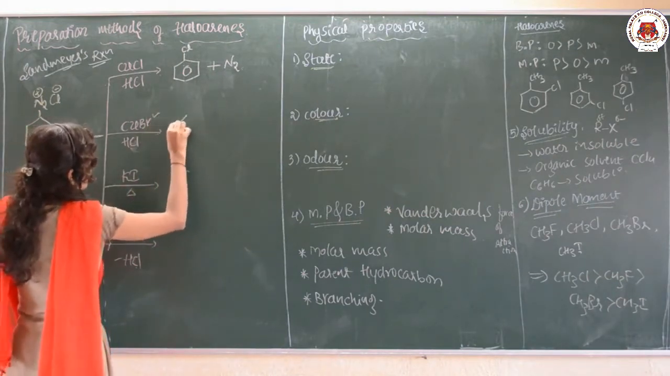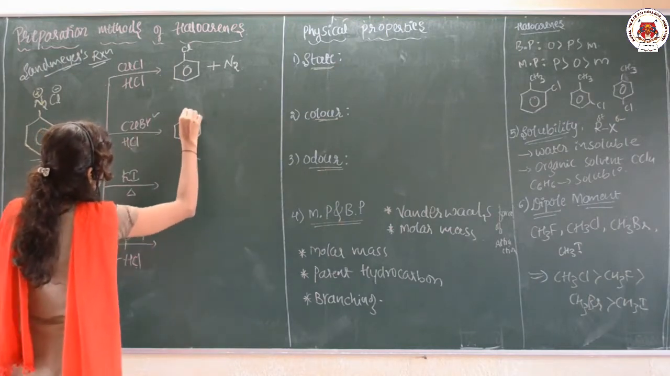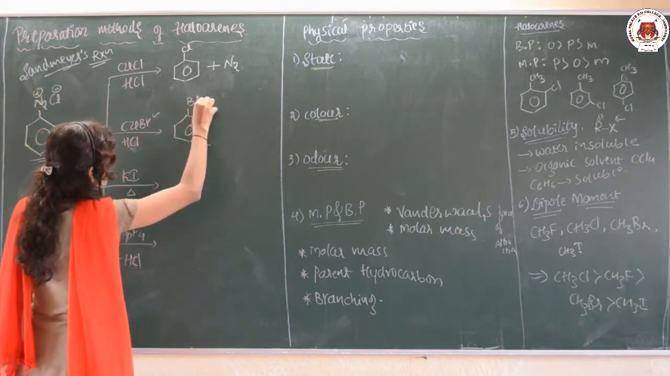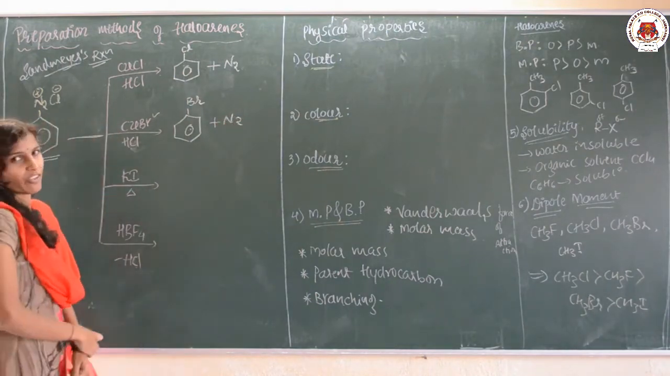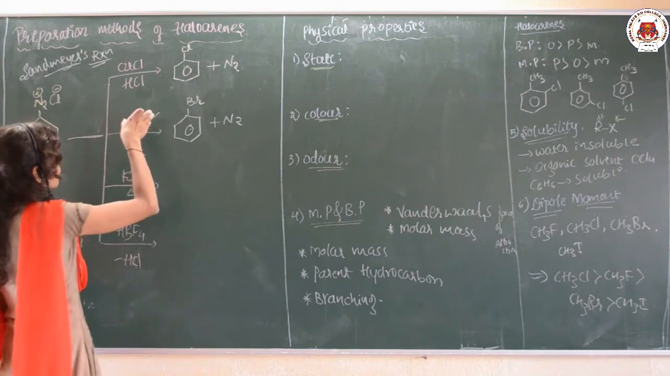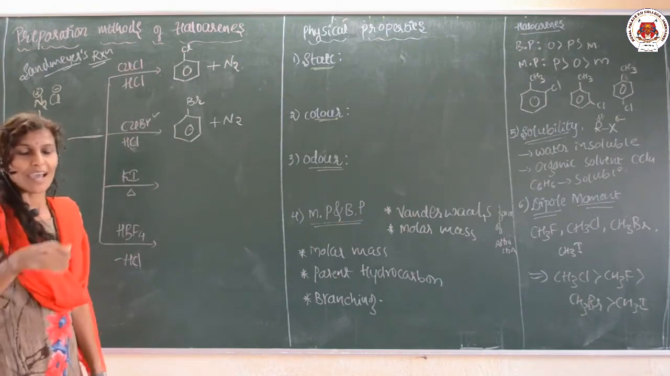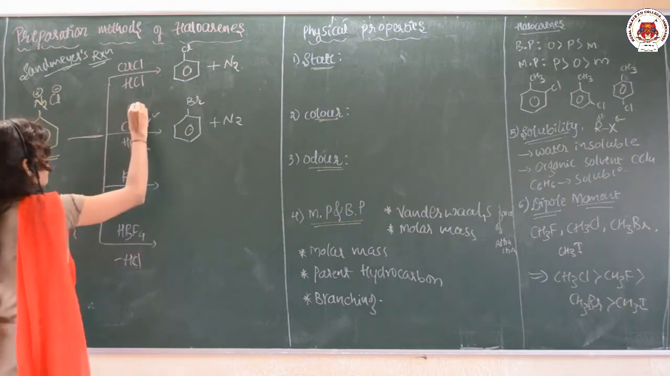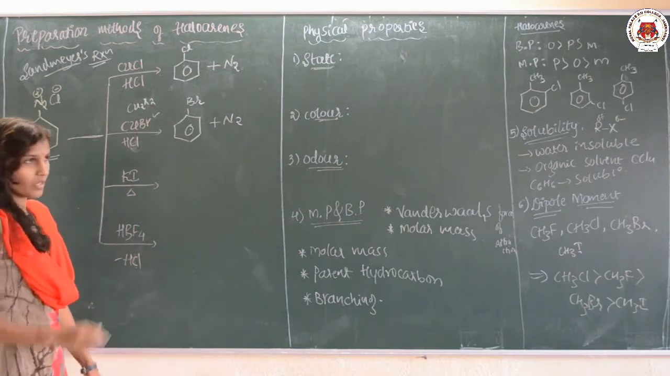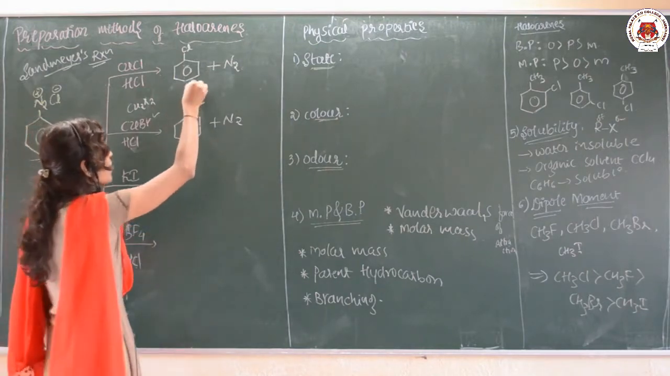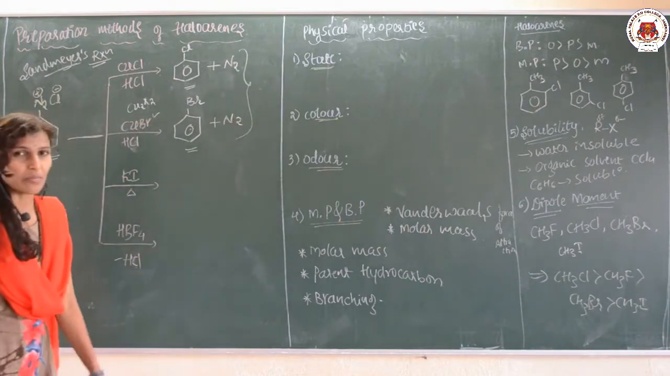If I use CuBr instead of CuCl, I am going to get bromobenzene. Okay. So in these two we are using copper, that is CuCl and CuBr, generally represented as Cu2X2, with the benzene diazonium salt, so that we get haloarenes as the product. These two are basically said to be the Sandmeyer reaction.